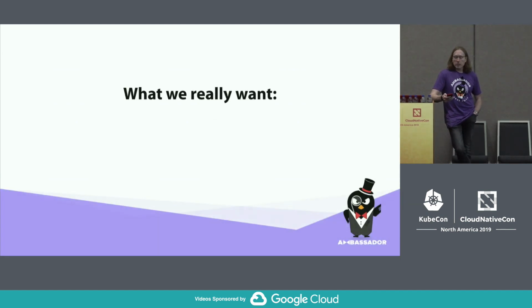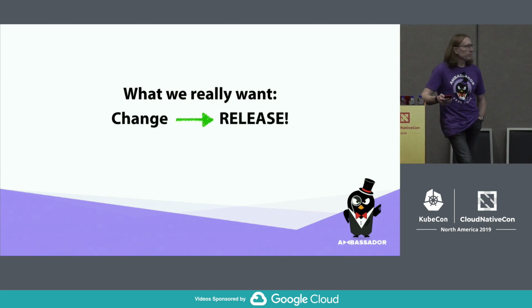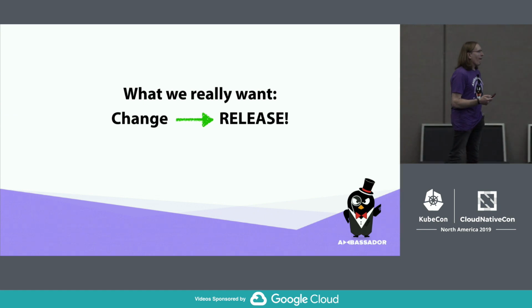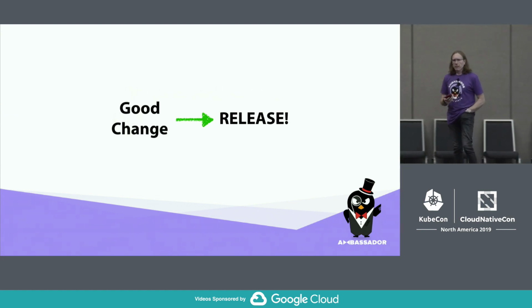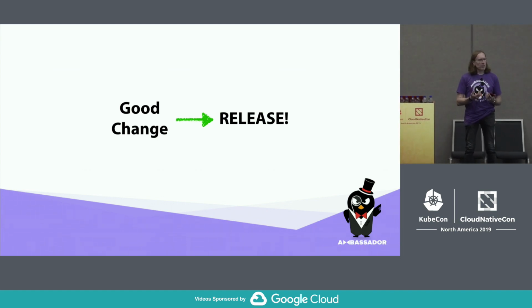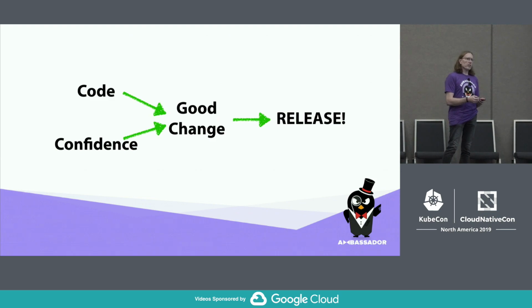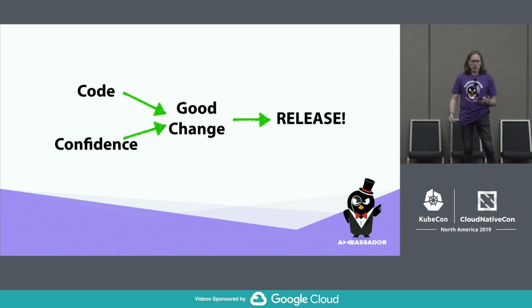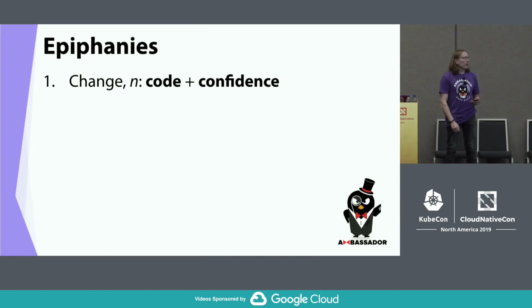What we really wanted was just to make a change and release the change. Or perhaps slightly more honestly, we wanted to make good changes and release good changes. And when we sat back and really thought about that, we realized something that we hadn't thought much about before, which is that a change is not just code. A change is code plus the confidence that your code is correct and that it will continue to be correct over time. That was the thing that I started cataloging as the first of the epiphanies through here.